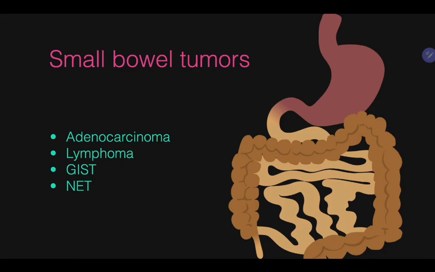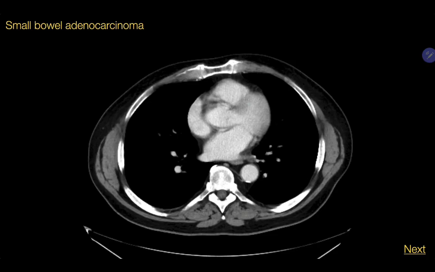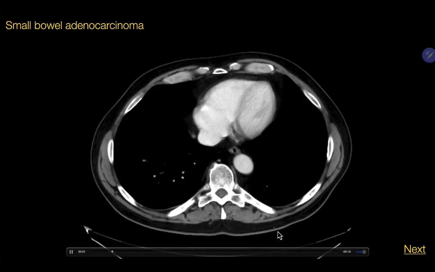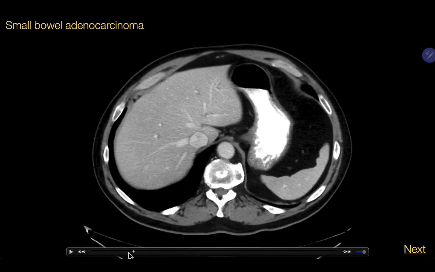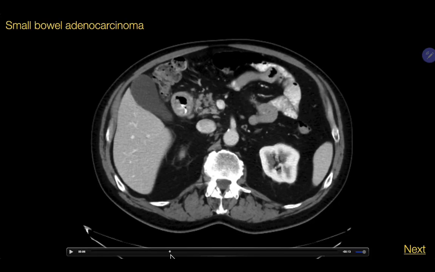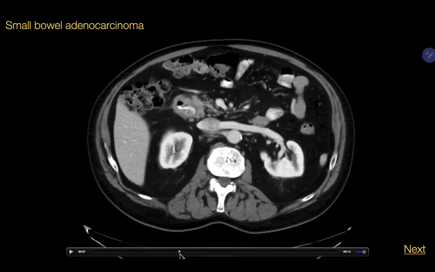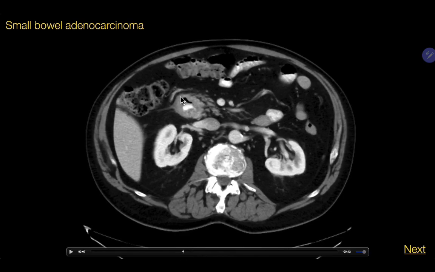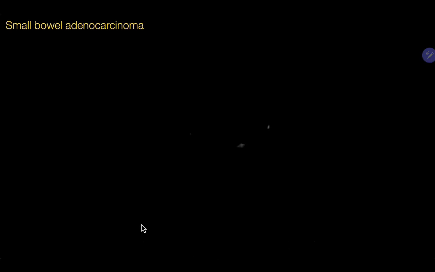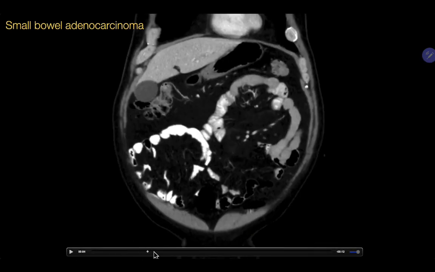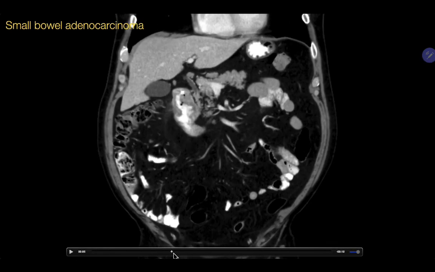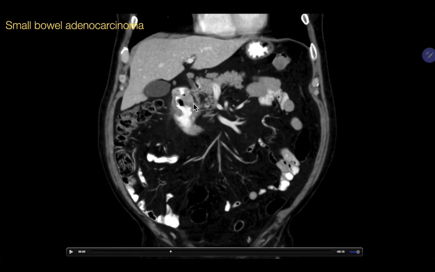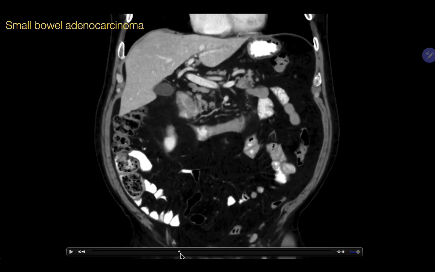For our last topic, we will cover the most common small bowel tumors, and we're going to start with a duodenal adenocarcinoma. So drawing our attention towards the first and second portion of the duodenum, there's some thickening and irregularity of the wall, which on these coronal images has an appearance that looks a lot like that characteristic apple core lesion that we have come to expect for colonic adenocarcinoma.